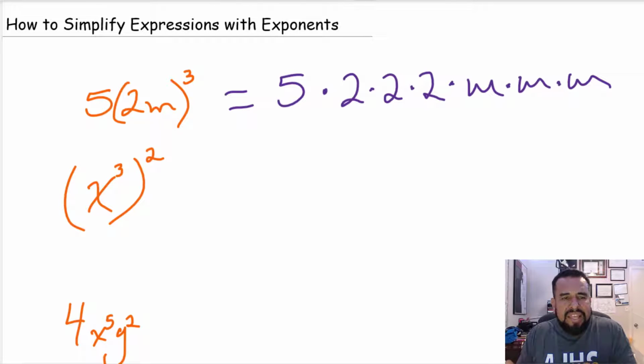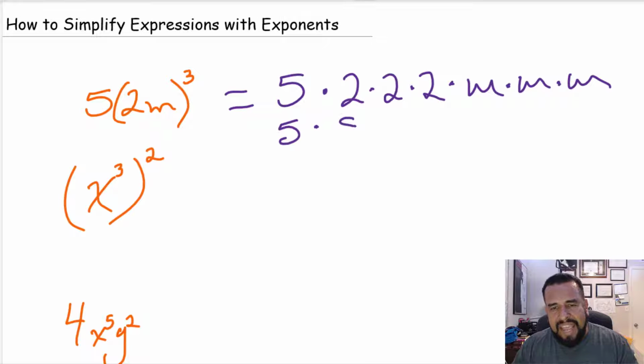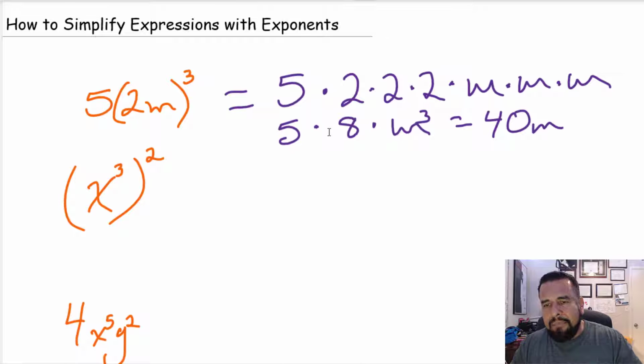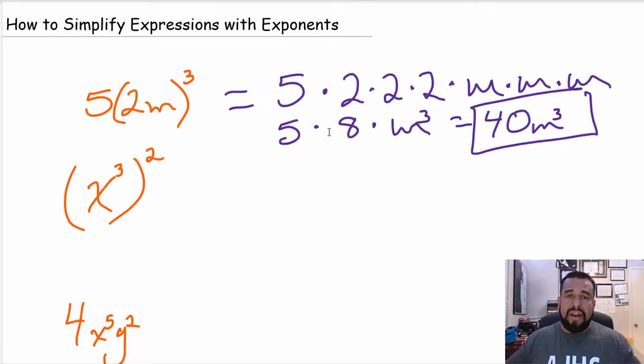So now that we're able to see this a little bit more clearly, let's take a look at what we have. We have 5 times 8 times m to the power of 3. Okay, so we're not done simplifying. We can still combine the 5 and the 8, remember, like terms. So 5 times 8 equals 40, and then there's m to the third power. And that, my friends, is your final answer.